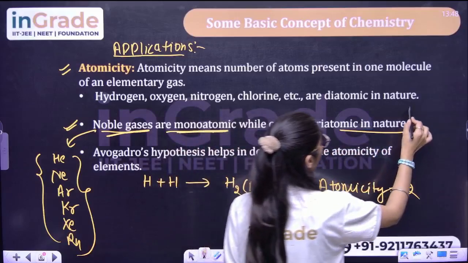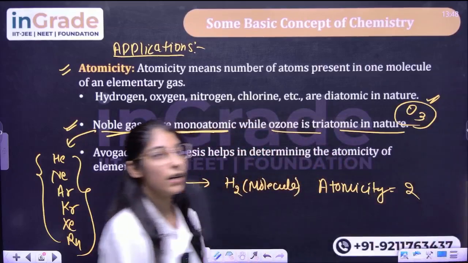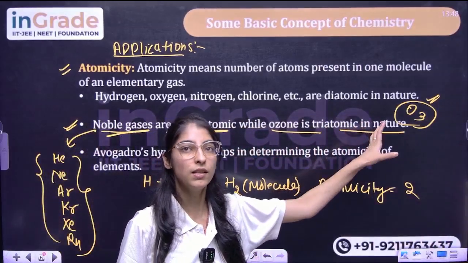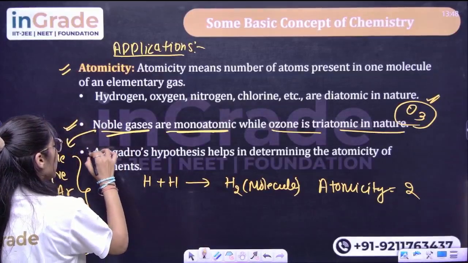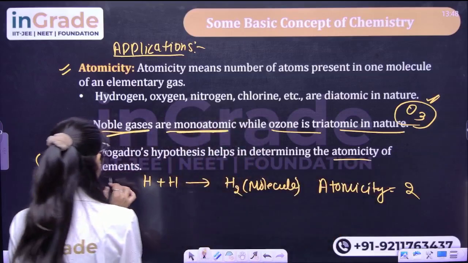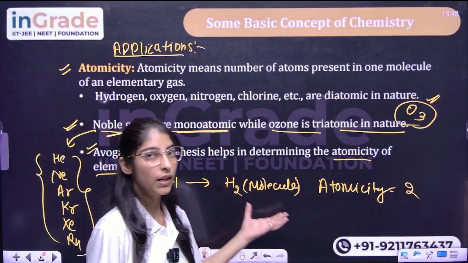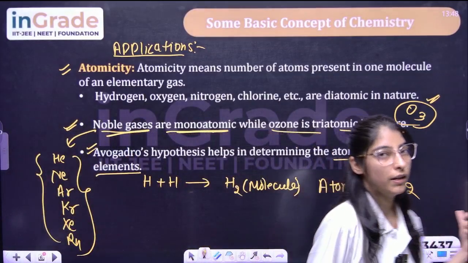It simply says that your O3 is existing like this. So here, 3 atoms of oxygen are present. This Avogadro hypothesis helps us to determine the atomicity of elements. As I told you, this is how we are going to calculate it. Hope you got it.